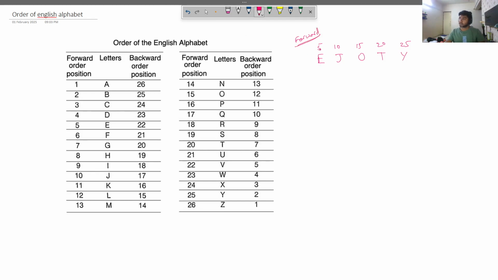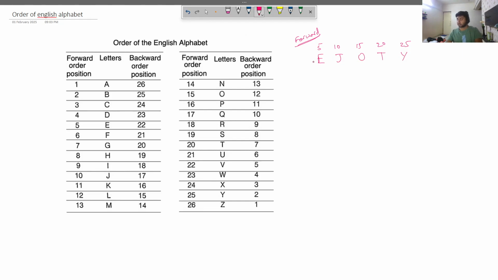If I remember only the positions which are multiples of 5, that is 5, 10, 15, 20, 25, each of them, let's say we have to find any number between them. Let's say L. We know that I, J, K, L. After J, we have K and L. So J is my 10, then K would be 11 and L would be 12. L's position would be 12th.